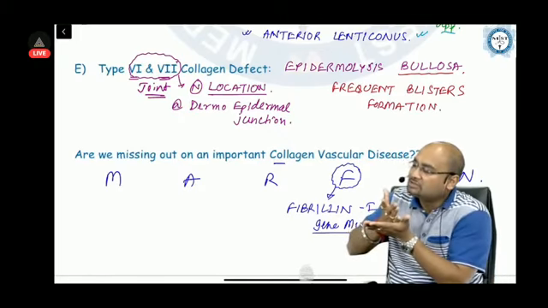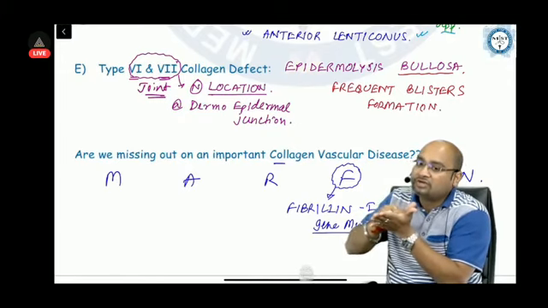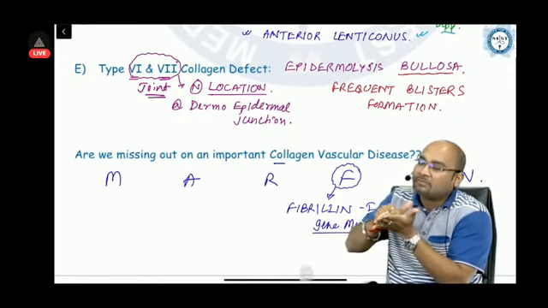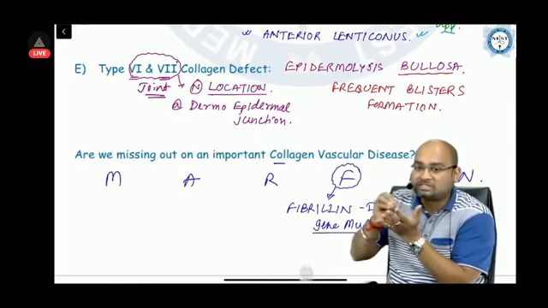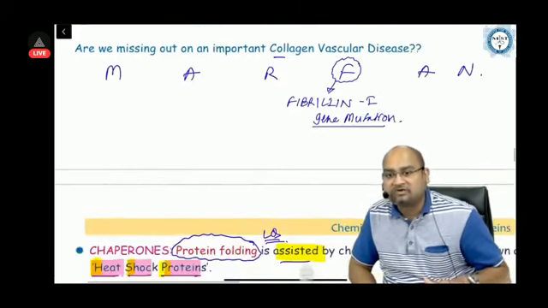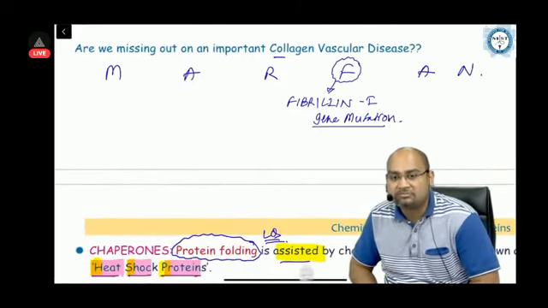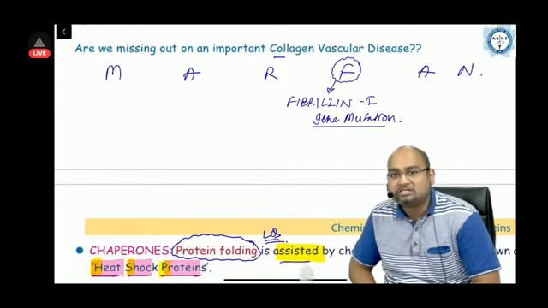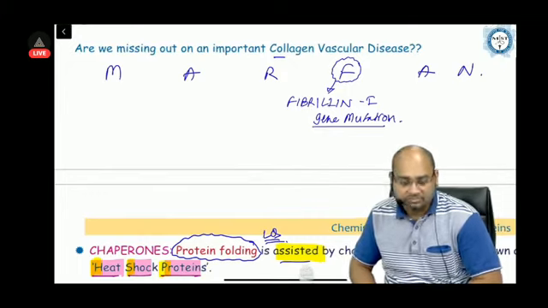Frequent fractures: osteogenesis imperfecta. Frequent bruising: Ehlers-Danlos syndrome. Frequent blister formation: epidermolysis bullosa. Marfan syndrome, mnemonic is Marfan, beta. Please try to understand. Remember with F: fibrillin 1 gene mutation.